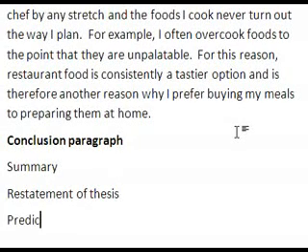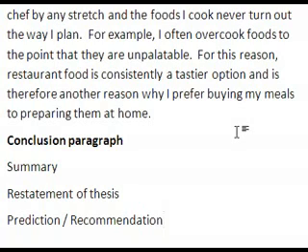Finally, a prediction or a recommendation. Basically, what we believe will come true in the future based on this essay, or what we want to come true in the future based on this essay.